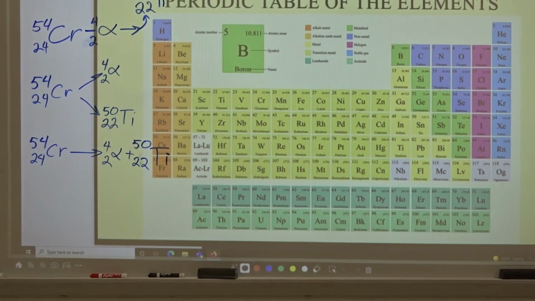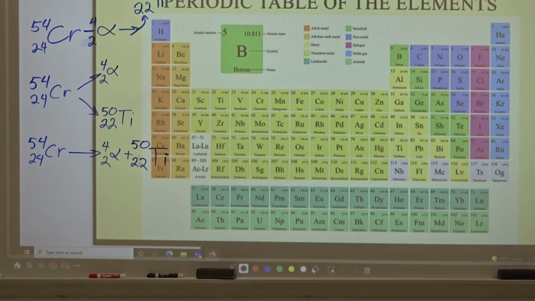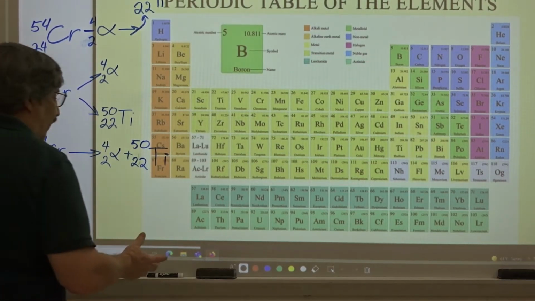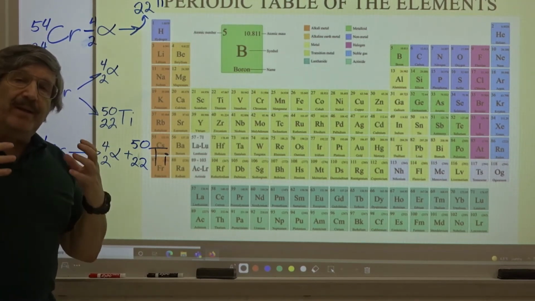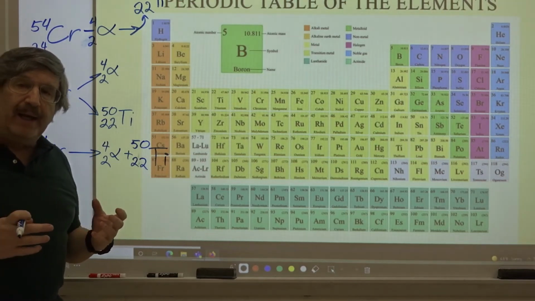So this is the process that we use to come up with alpha particle decay. It doesn't matter what isotope you start with, you can do exactly the same thing with any isotope.